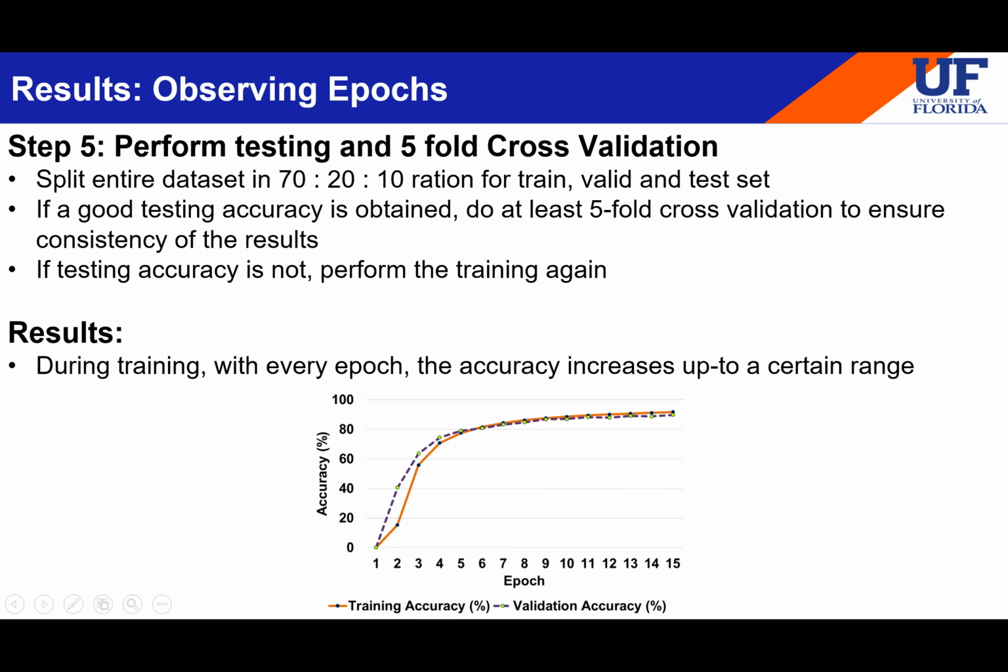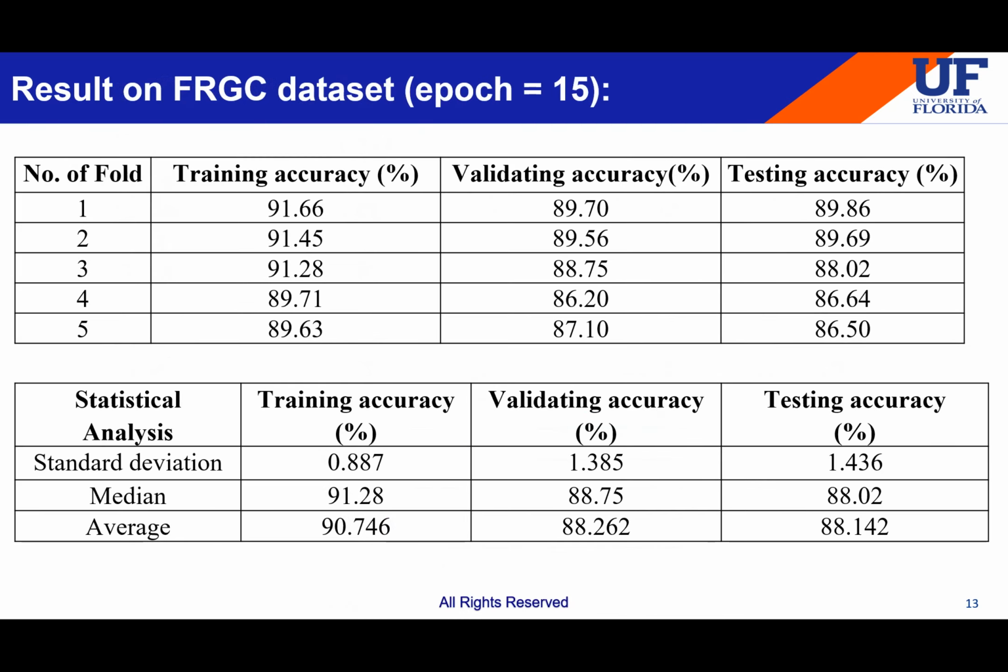That means it's taking a lot of time because I'm running so many epochs, but it's not adding any accuracy to the system. That means it's just wasting time but not doing any additional job. That's why I stopped there and I decided that I will have only 15 epochs for this system. So after testing, these are the results.